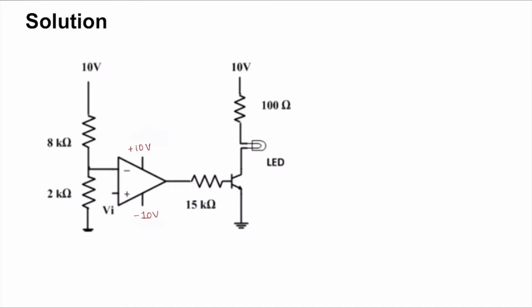Here I have drawn the op-amp circuit with the VCC and minus VCC as 10 volt and minus 10 volt. You can see that the voltage V minus will be the result of this resistor division, which you can calculate as 2 kilo ohm by 8 kilo ohm plus 2 kilo ohm times the input voltage of 10 volt. This will come out to be 2 volt.